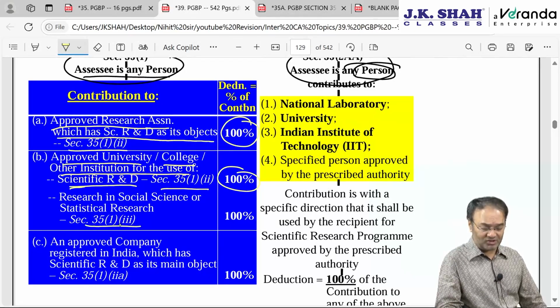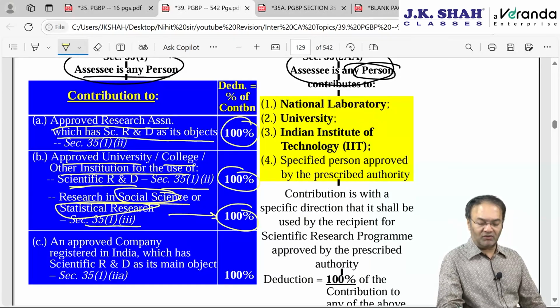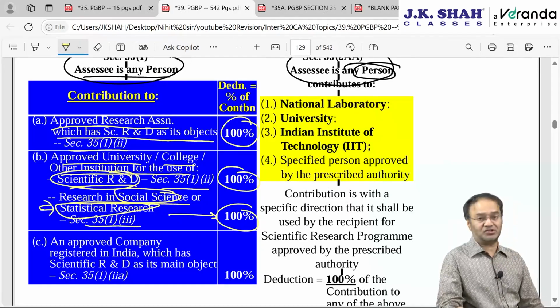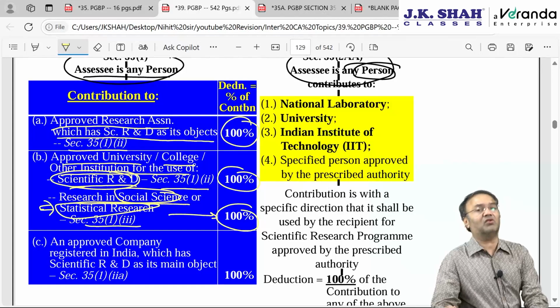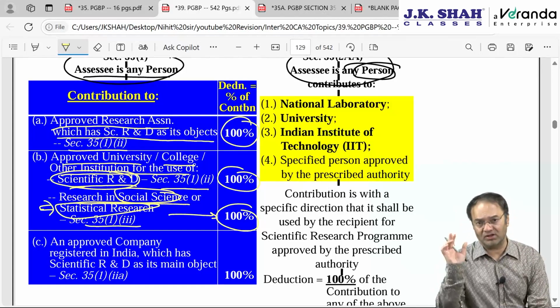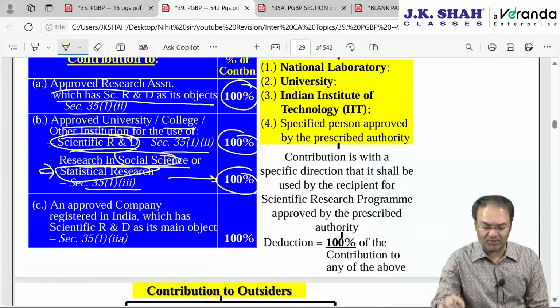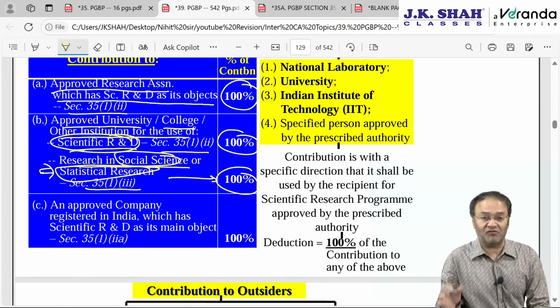But if it is 35 subsection 1 clause 3, research in social science or statistical research, then again 100%. So it doesn't matter whether spending for scientific R&D or social science research or statistical research, everything will qualify for 100%. You just need to remember these wordings. So if a question comes, it should click in your mind that yes, deduction is allowable here. November 24 attempt, one 5-mark question came on this. So please be careful, it's important.